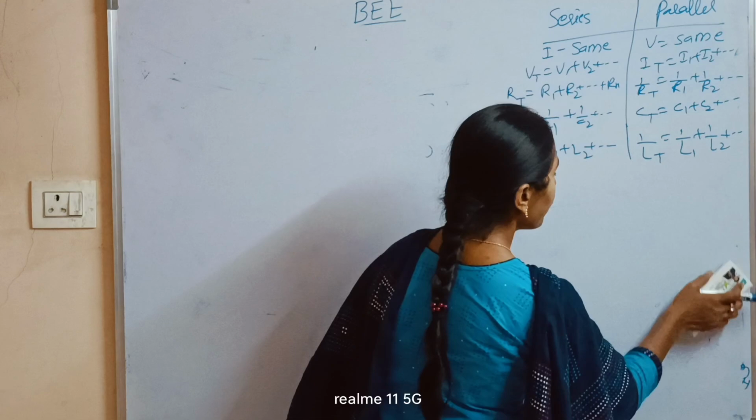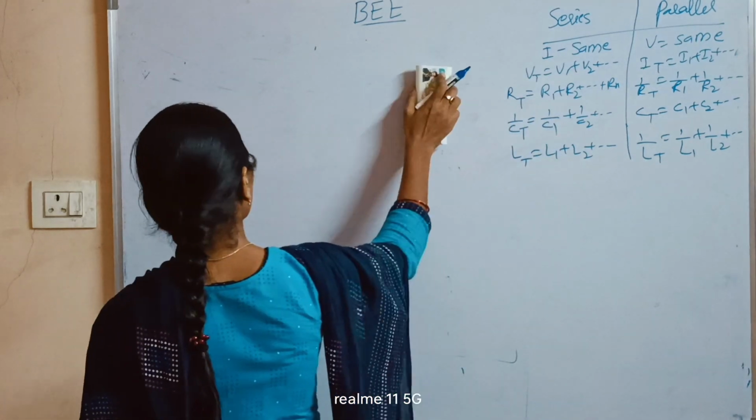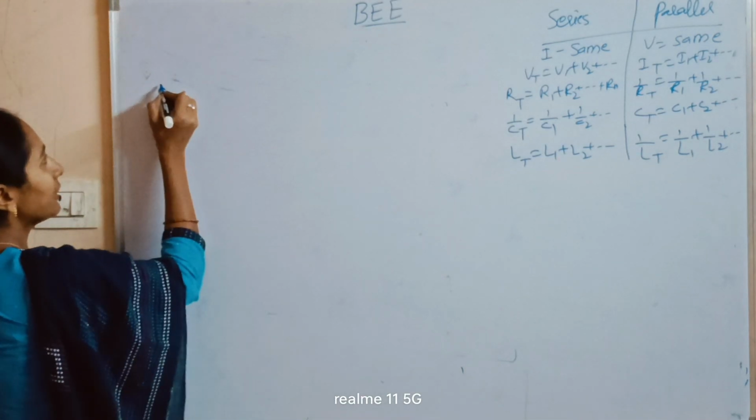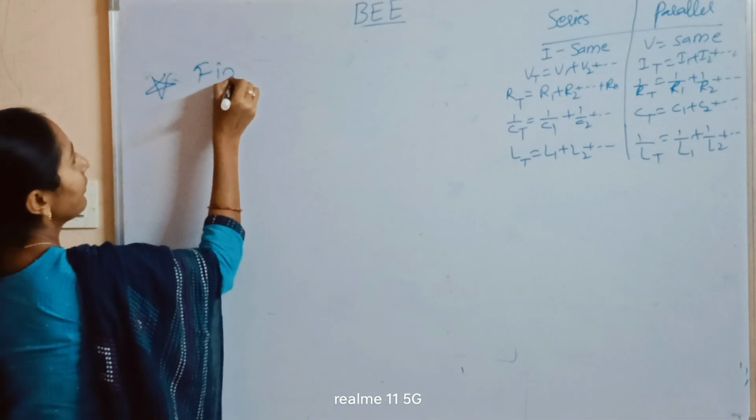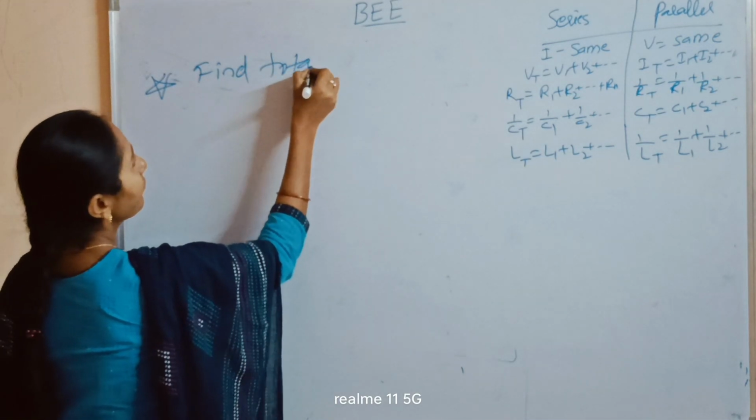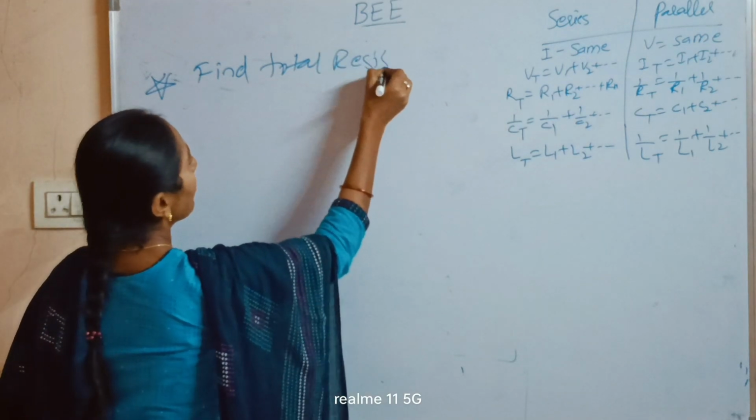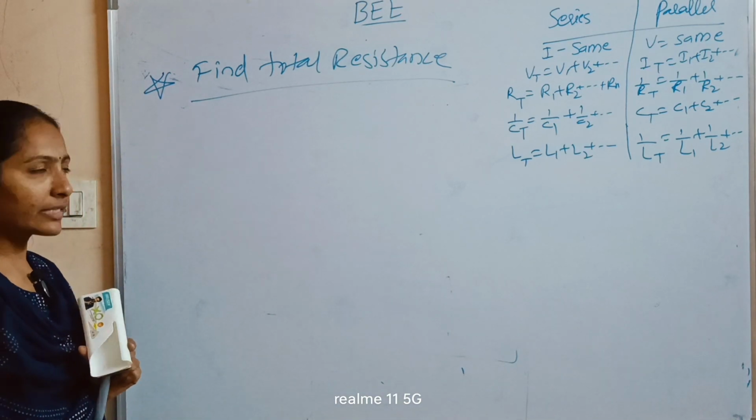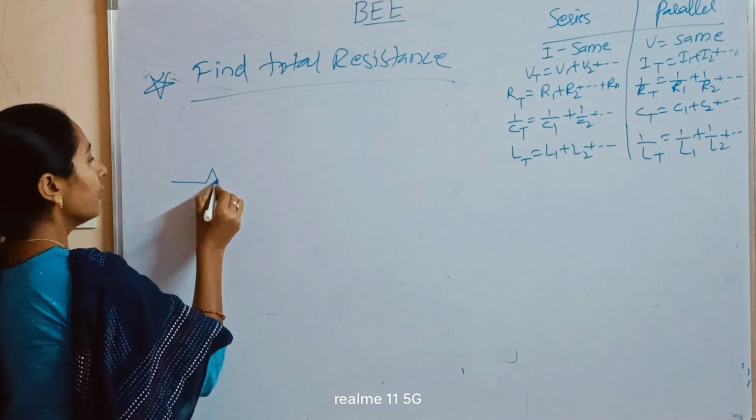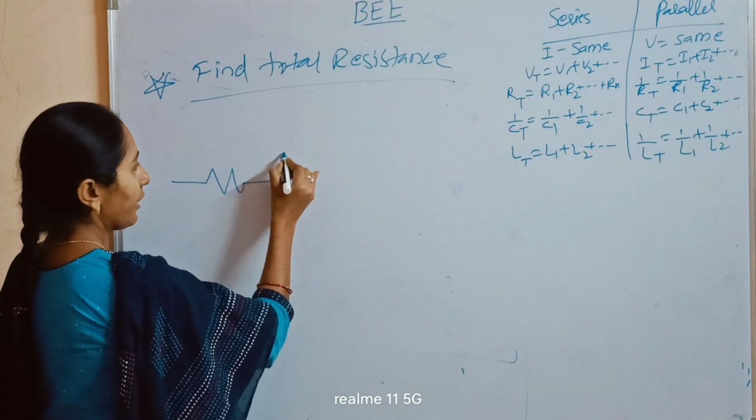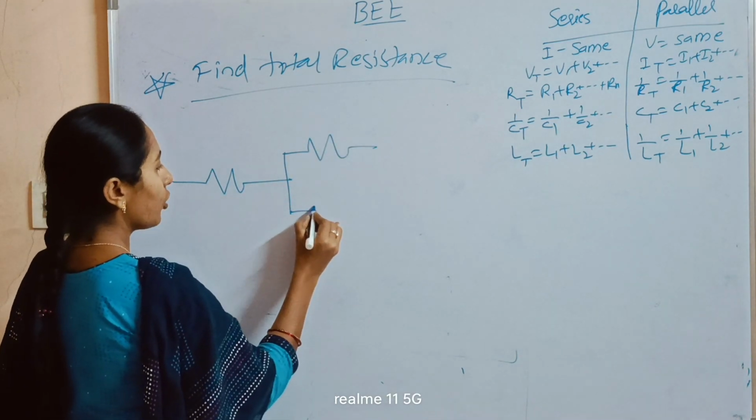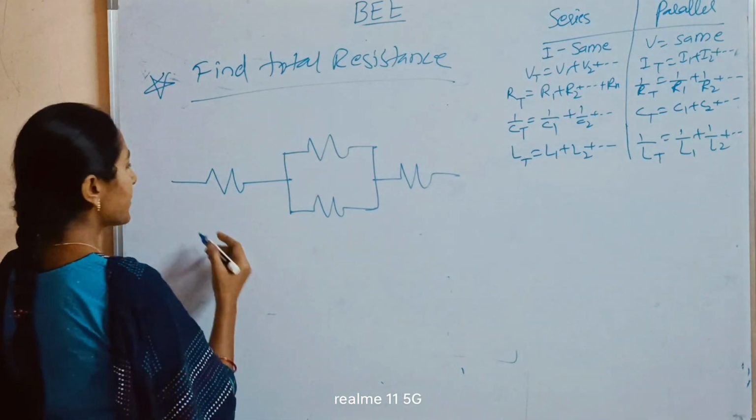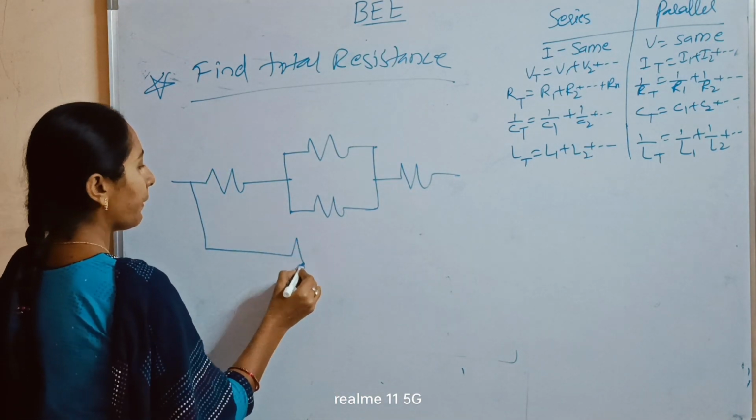Now suppose he gives a series and parallel combination. Find the total resistance for the following circuit. This is the circuit. It is a combination of series as well as parallel.